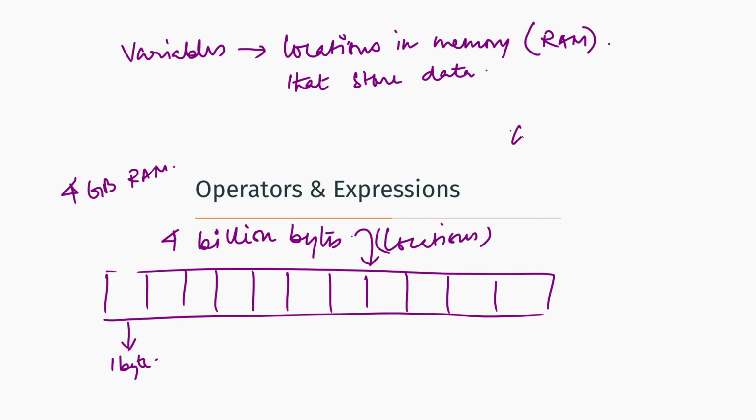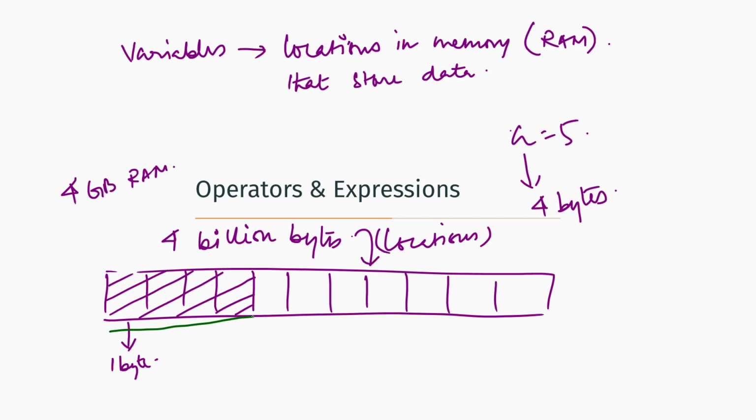So when you create a variable, let's say a equals 5, now a takes 4 bytes. An int takes 4 bytes. So what happens is the computer allocates or reserves 4 bytes of space for that variable a. These 4 bytes would be called a, and these 4 bytes in RAM would store the value 5.